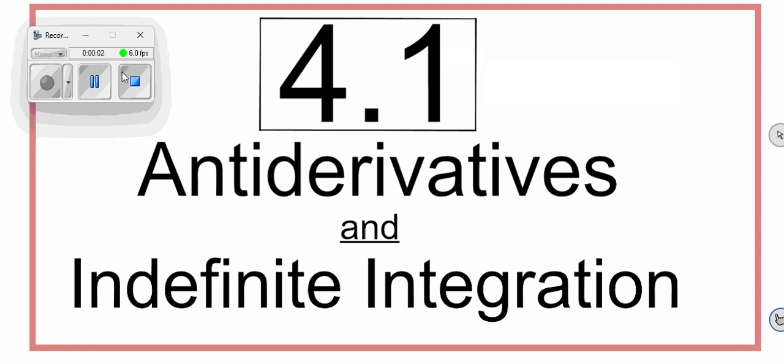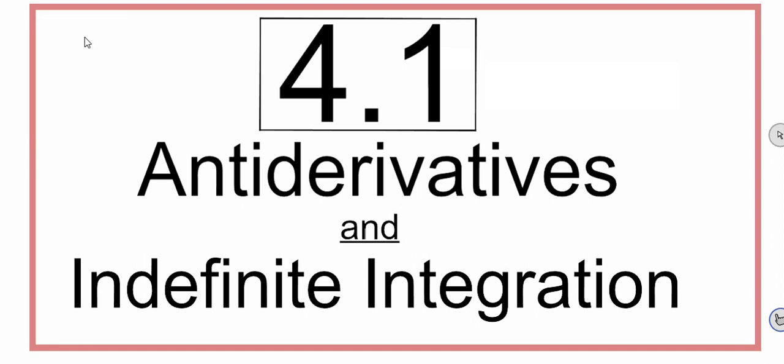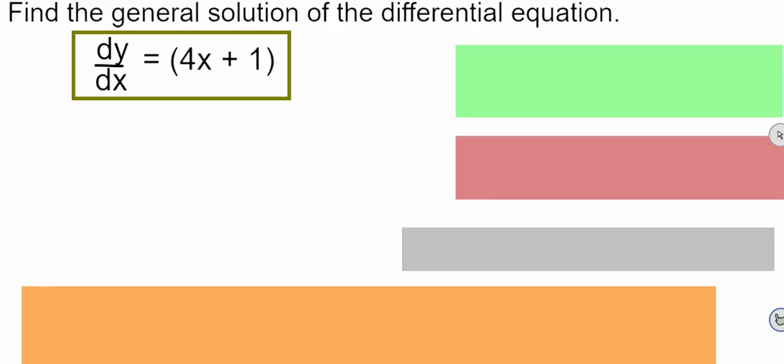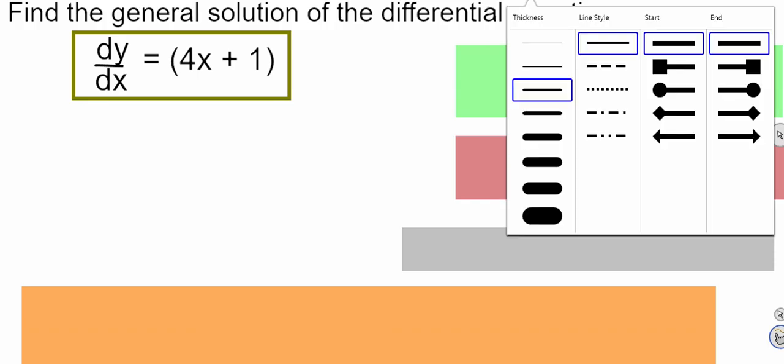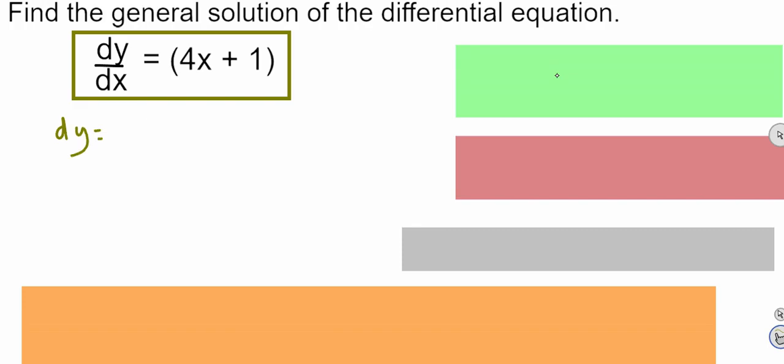Okay, here we go. 4.1, antiderivatives and indefinite integrals. So this is asking us to find the general solution of the differential equation. So let's go ahead and isolate the differential y like we've done in our... let me make this thinner. All right, so we're going to swing over the dx, and so we're isolating the differential y.